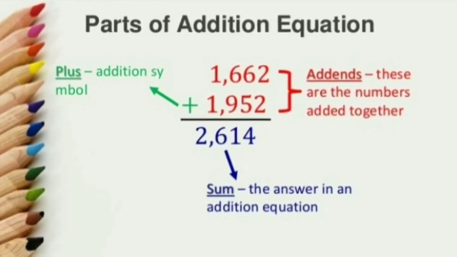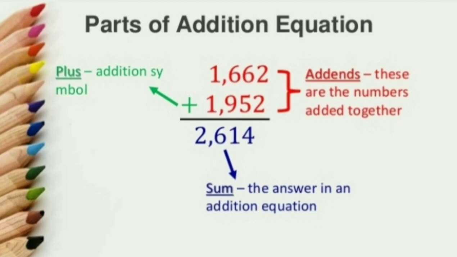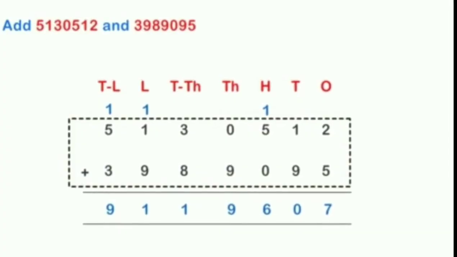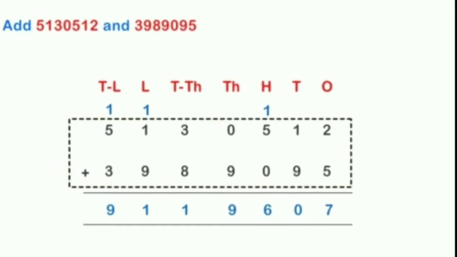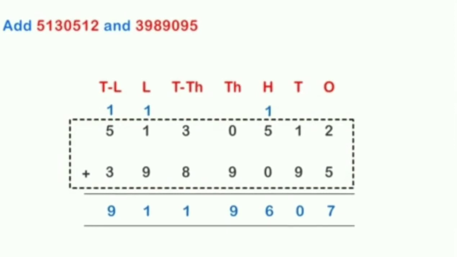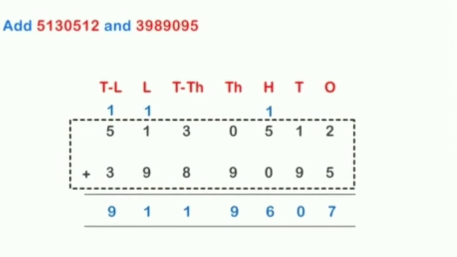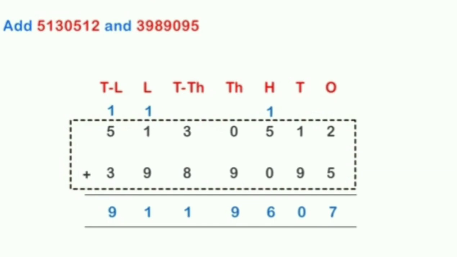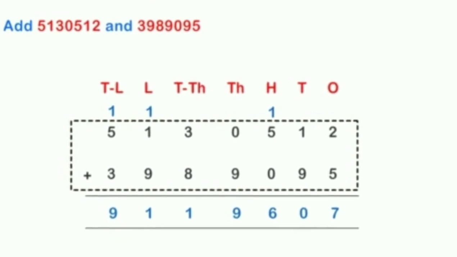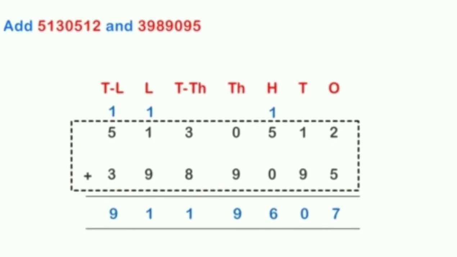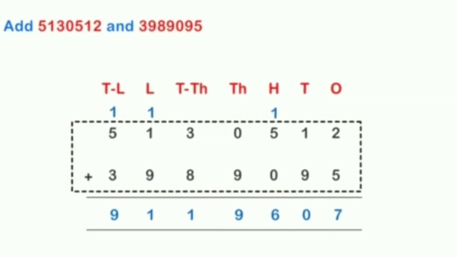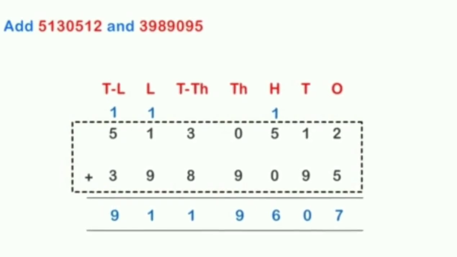Let us take an example to understand how to carry out an addition. The example I have taken here is 51,30,512 and I have added it with 39,89,095. Now how to carry out addition? First of all, arrange the addends in column form. Second, start adding from the ones column, then move to the tens and so on. Third step is regroup if required. Regroup means you can take the carry if it is necessary.